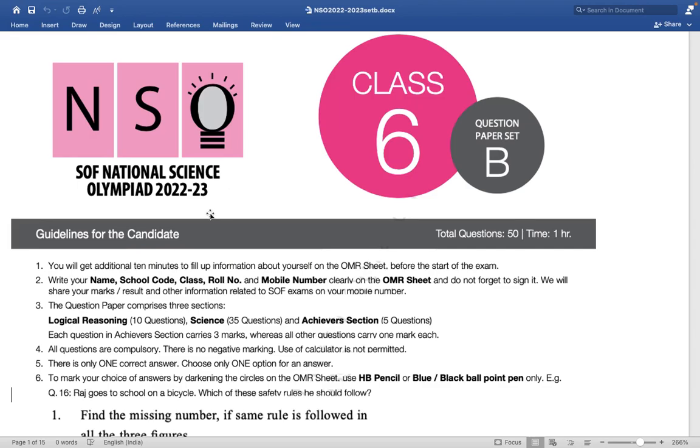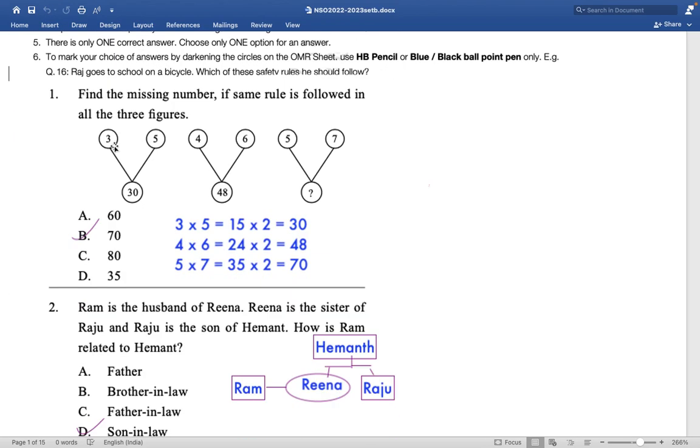Today we will be discussing Class 6 Question Paper Set B 2022 to 23 NSO. When we multiply 3 and 5 we get 15, and when we multiply that into 2 we get 30. When we multiply 4 and 6 we get 24, and that multiplied by 2 we get 48. 5 into 7 is 35, and 35 into 2 is 70, which is B.